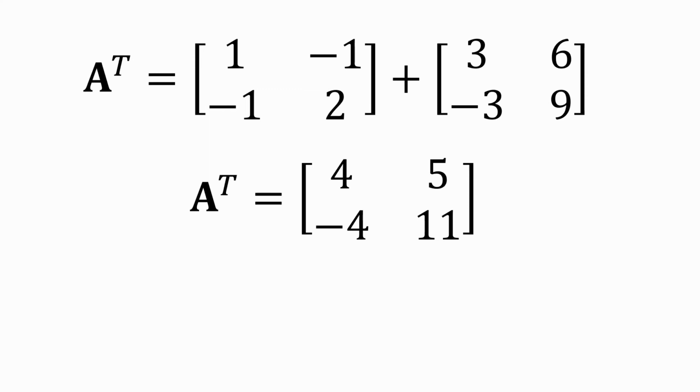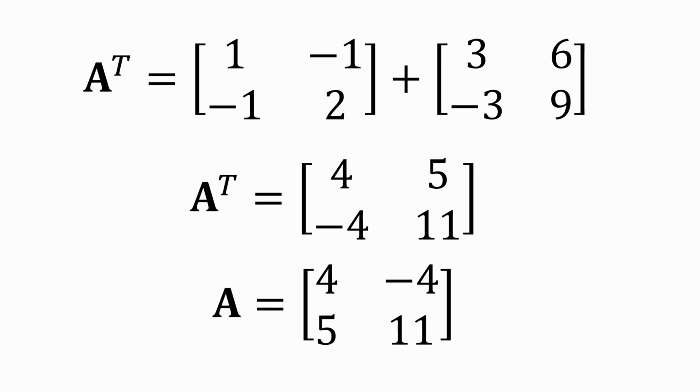Finally, recall that the transpose of a 2x2 matrix just switches row 1 with column 1 and row 2 with column 2. Applying the transpose, we get the solution. A equals 4, -4 in the first row and 5, 11 in the second row. And that's our answer. Great job if you got this right.